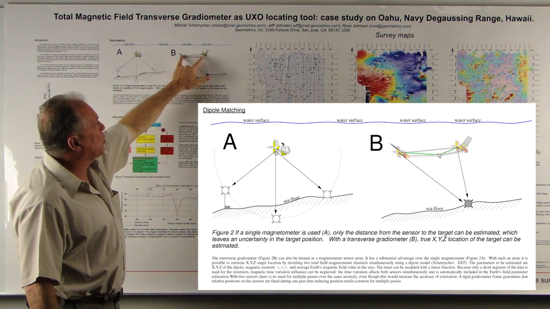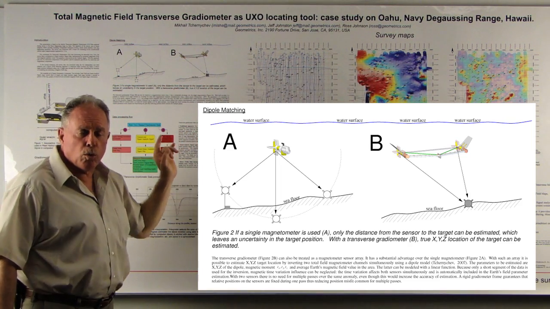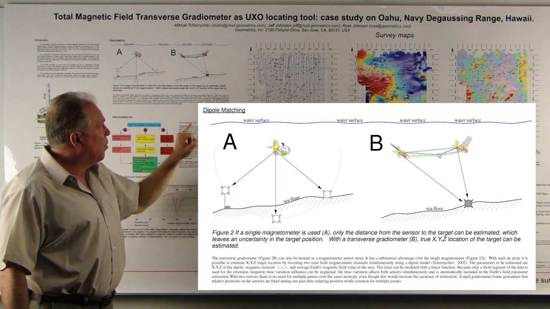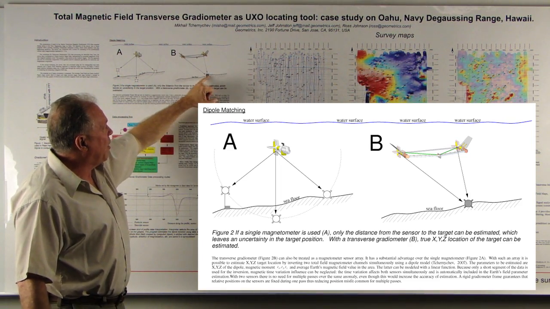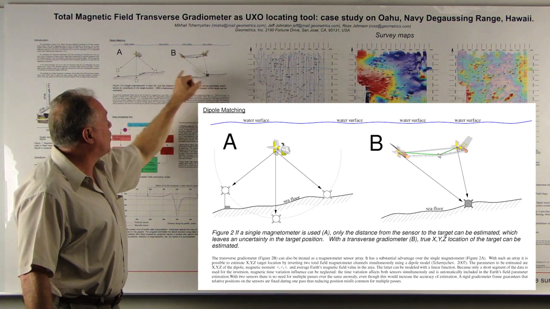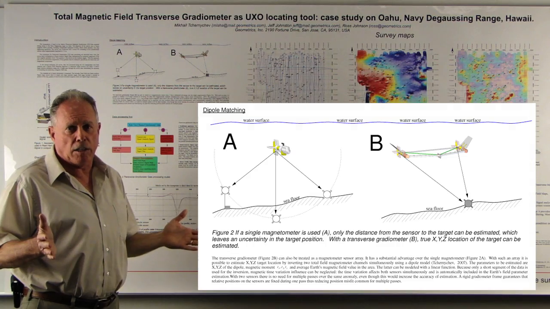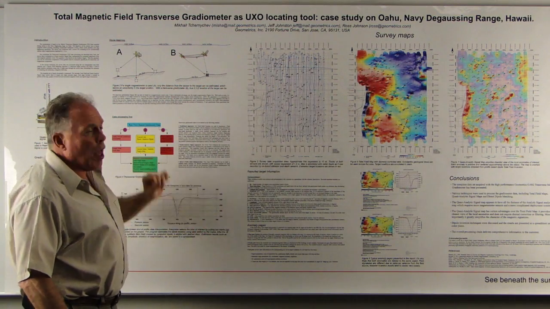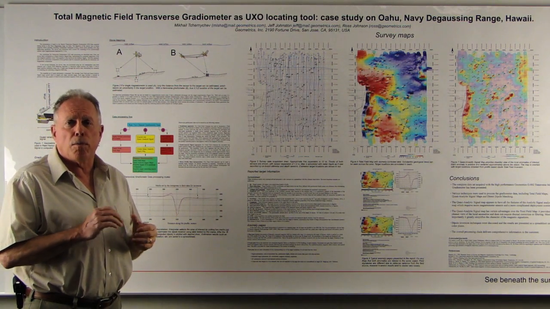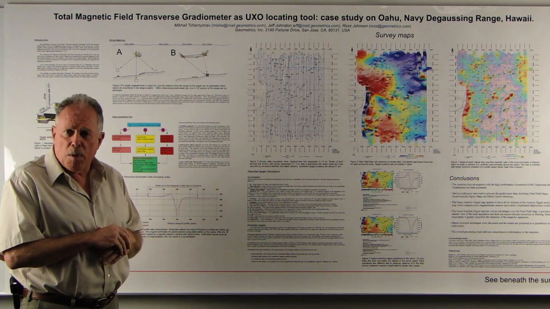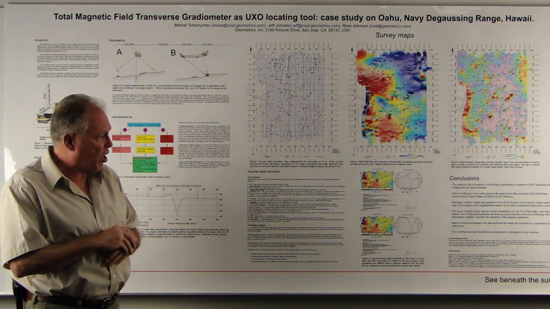By using a transverse gradiometer, we do dual simultaneous inversion, which means that we know the intersection of those hemispheres, and we can place the object even if it's outside of our survey lines. Not only that, but we are also able to compute the depth of burial and the size of the object.